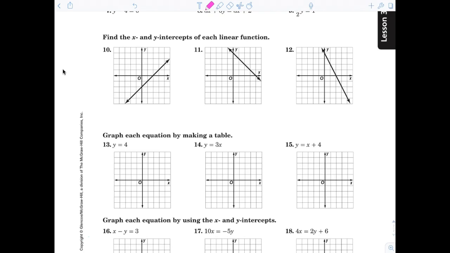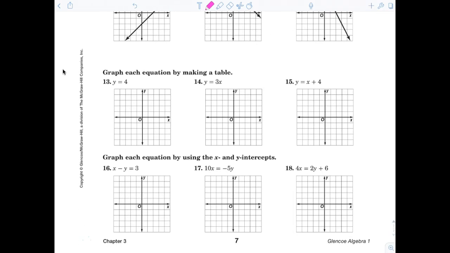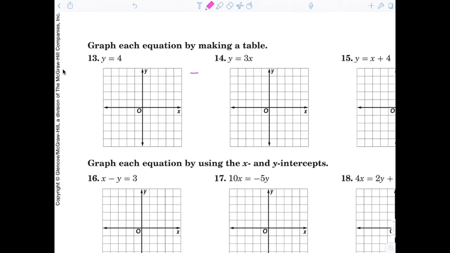Now I'm going to jump to 13 because they gave you one that you're unfamiliar with. Look at 13. Flip the page on 13. It says graph making a table. So I just want to review this with you, and then I'm going to leave you on your own. So x, y.